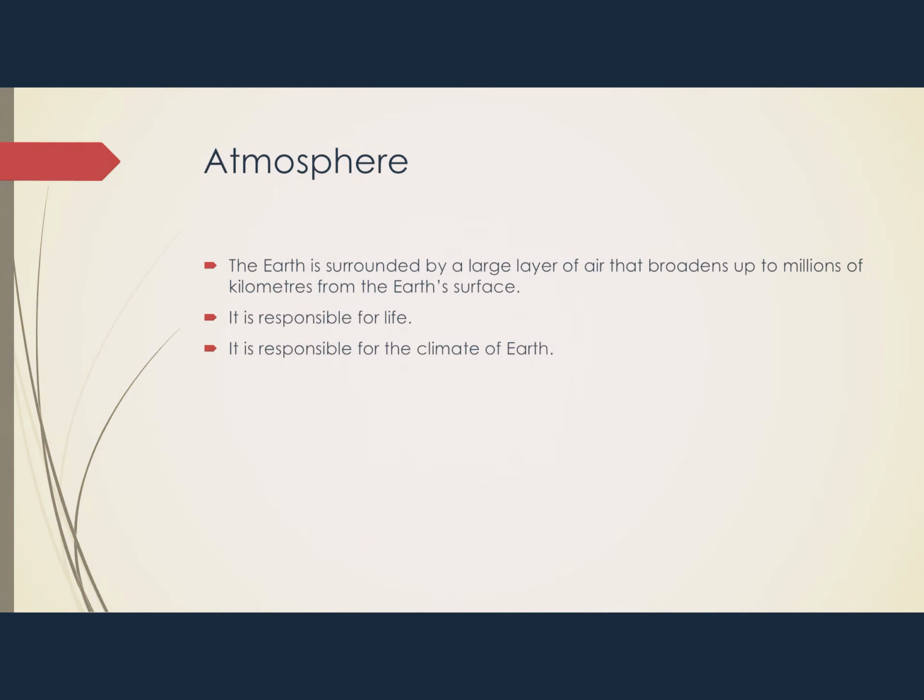Let us talk about the atmosphere now. Our Earth is surrounded by a layer of air which extends up to many kilometers above the surface of the Earth. This layer of air surrounding the Earth is called the atmosphere. Earth is the only planet in our solar system with an atmosphere that can sustain life. The Earth's atmosphere is denser at the surface and becomes thinner as one moves up.